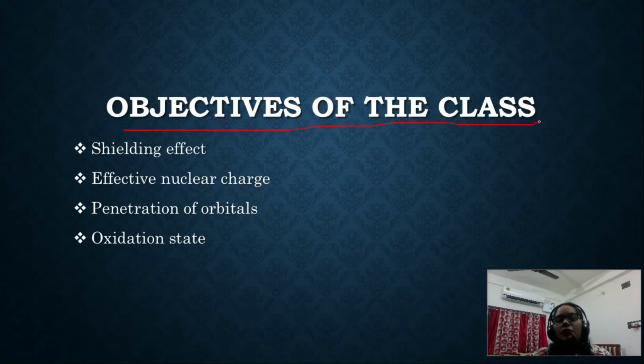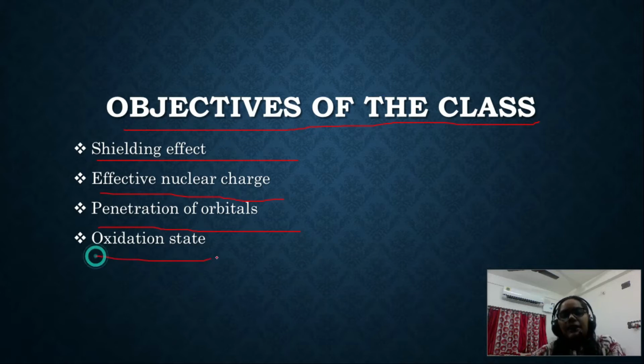So these are our objectives of today's class. First of all, we will discuss the shielding effect. Next, we will see what we mean by effective nuclear charge. Next, what do you mean by penetration of orbital, that is orbital penetration? What does it mean? That we will see. And at last, we will see oxidation state. We will calculate some of the oxidation states of elements.